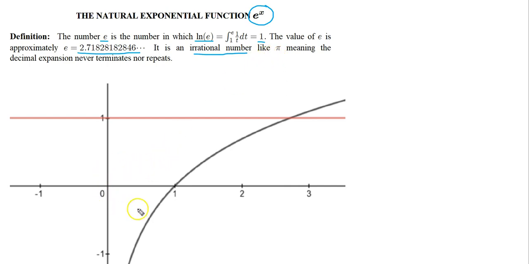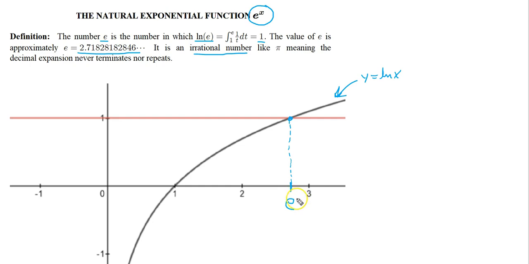Now, if you look down here, we have a graphical representation for the number e. Right here, the black curve is the curve of our natural logarithm function. And then if we draw a horizontal line over from the y-axis, you see it hits the graph right about here. And then if we drop down to the x-axis, right there is our number e. So that's approximately 2.718 on the x-axis.